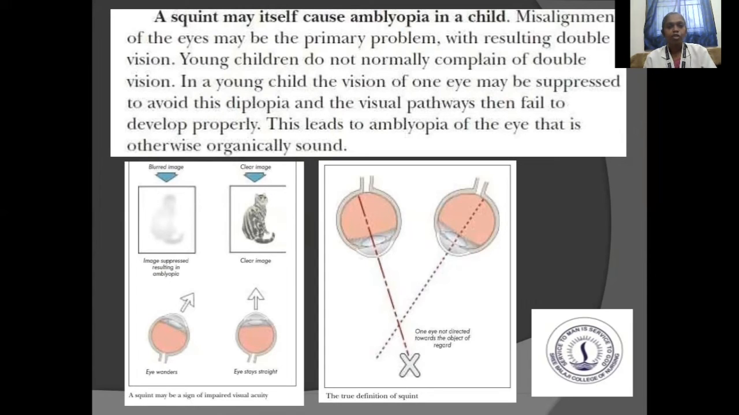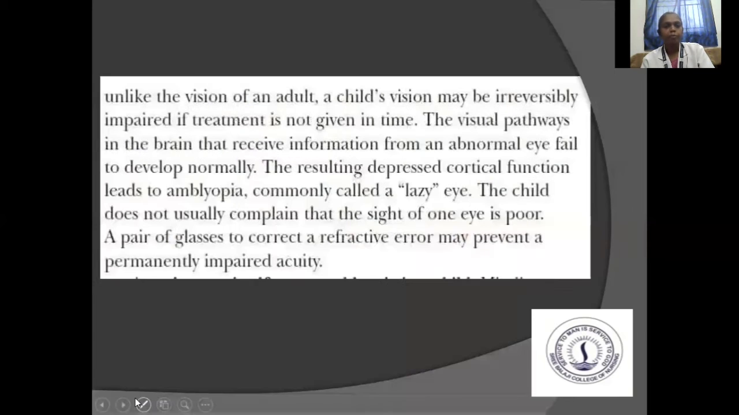But in a young child, the vision of one eye may be suppressed to avoid this diplopia, and the visual pathway then fails to develop properly. This leads to amblyopia of the eye that is otherwise normal. See this image here. When it is not looking at the image properly, one eye will have the image like this, and the other eye will have the normal vision. As they're small, they won't be able to make it out properly, and if they continue with the same condition without any treatment, at a later stage they may develop some complication.